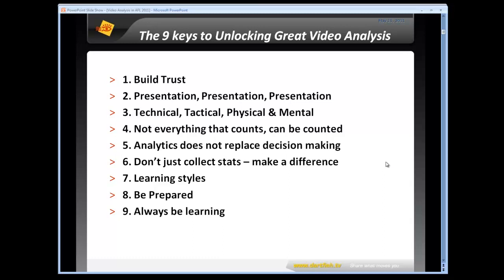Number eight here, be prepared. One of the things that I always use the mantra, be prepared that your technology will fail when you least want it to. That's just the reality of technology. Despite your very best intentions and the progress that we've made in technology, sometimes it will let you down. Have a backup plan. Have plan B, have plan C. Make sure that if your video analysis session doesn't work the exact way you want it to, you've got a plan that you can fall back on straight away.